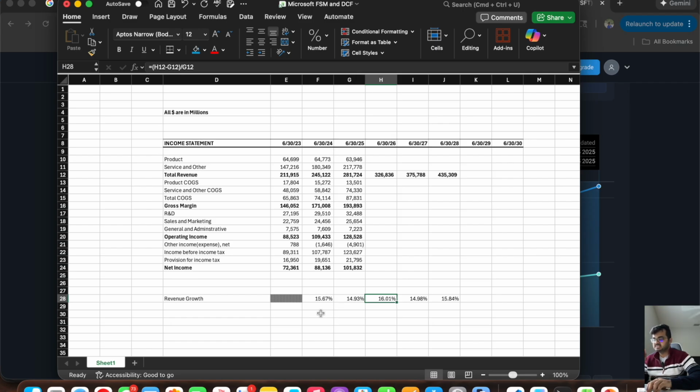And as per the analyst expectation, they are seeing the revenue to grow at 16% in the next year, 16.01 to be precise. Then 2027, it is about to be 14.98%. Then the next year, it is about 15.84%. So the analysts, on average, are expecting that in the next 3 years as well, the company will grow 15%. And there is no harm, or what we can assume is even for 2029 and 2030, the company can grow by 15%.